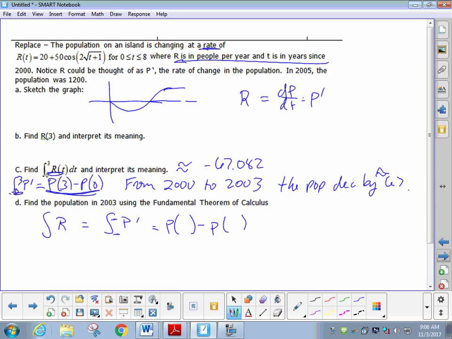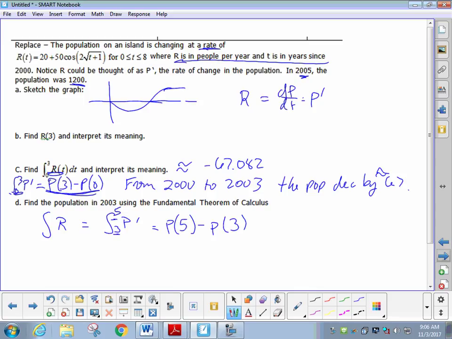Why not 2000? Yeah, they don't give it to you. It'd be most logical to give you 2000, but I was trying to throw you a little monkey wrench in there. They actually give you population in 2005. So you need to refer to what you want and what you have. And so we're going to go from 3 to 5. So when you integrate, it would be P at 5, the upper, minus P at 3.